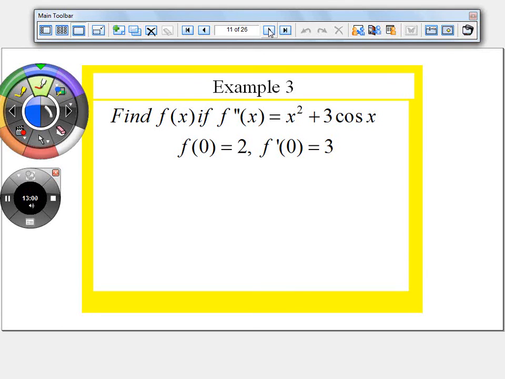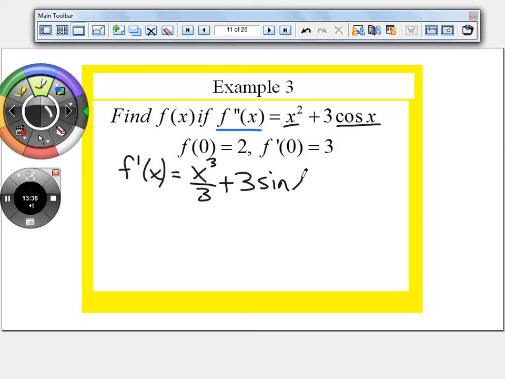All right, now you might have a second derivative, so it's not really that much different. You just have to do it twice. So we know the antiderivative of f double prime is f single prime, so we would say f prime of x equals, and then we would say, okay, we're going to add 1 to that, so x cubed divided by 3 plus, and then 3, and then we got to think about the antiderivative of that, so that would be sine x, and then we have this plus c, and then we would utilize the information.